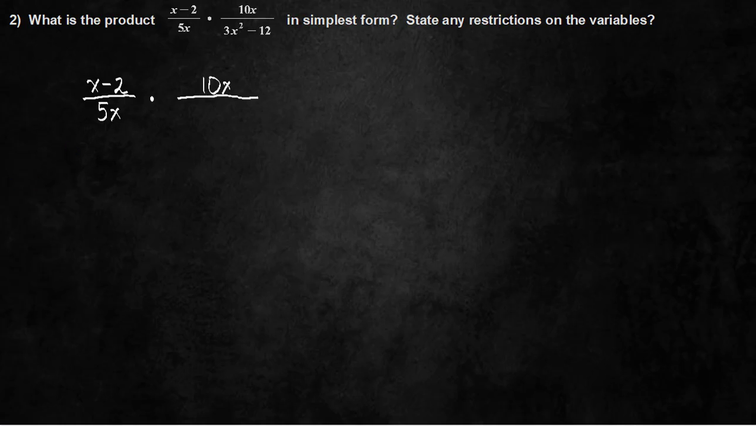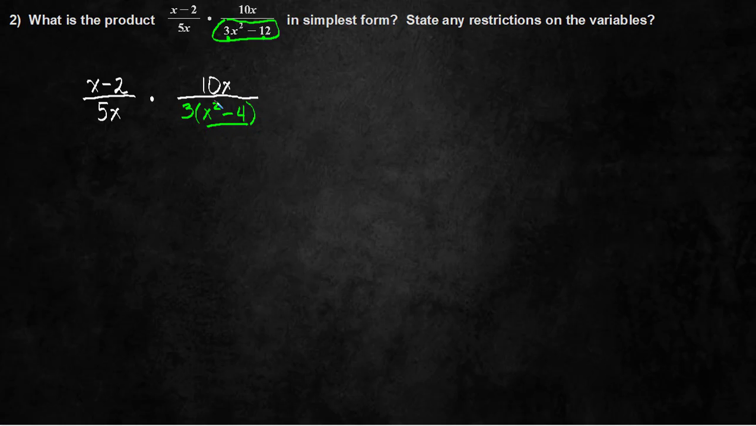Now I get down to my denominator. When I look at this, there is a common factor between the 3 and the 12, and that common factor is a 3. So the first thing I'm going to do is factor that out. That leaves me with 3 times x squared, because 3x squared divided by 3 is x squared. 12 divided by 3 is 4.